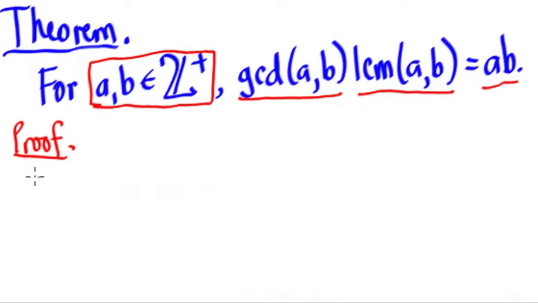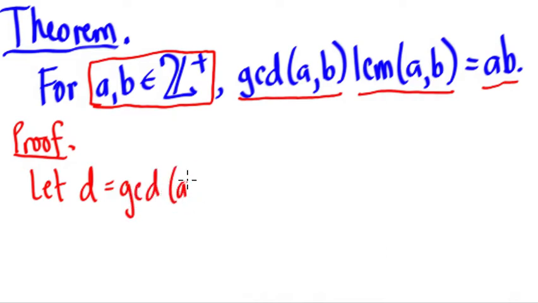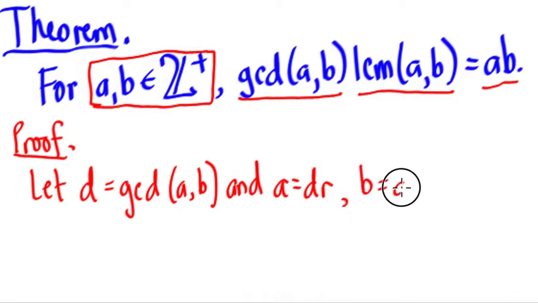Now to begin our proof, we will let D be equal to the GCD of A and B. And we will have A equals D times R, because D is a multiple of A, given this certain R. And B is equal to D times S. So also D is a multiple of B, given this certain S, for R and S in the integers.